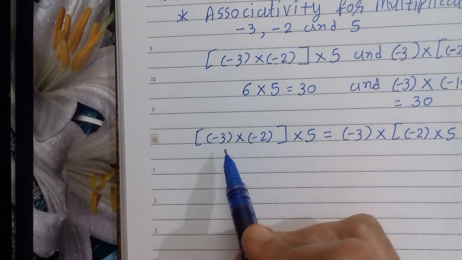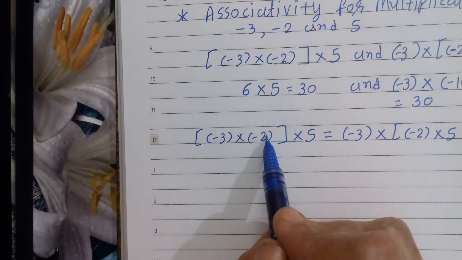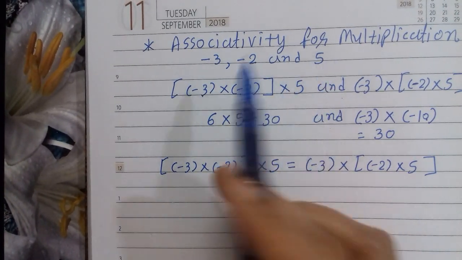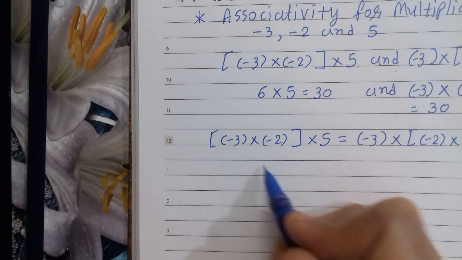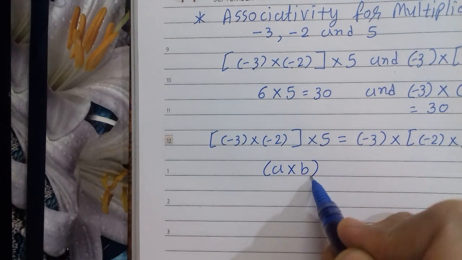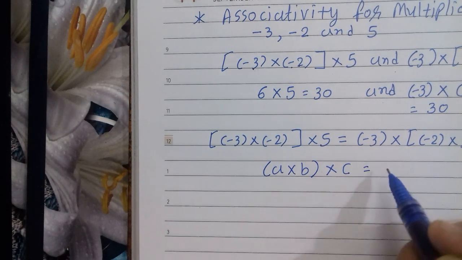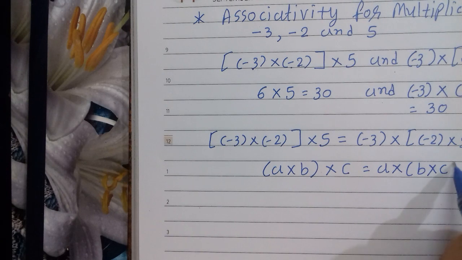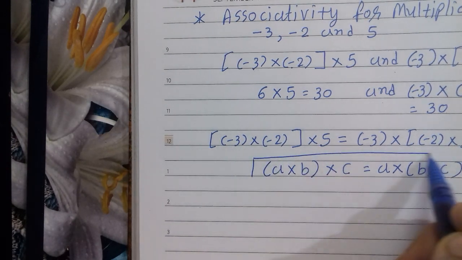In general, for any three integers a, b and c, a multiplied by b multiplied by c is equal to a multiplied by b multiplied by c, with the grouping changed.